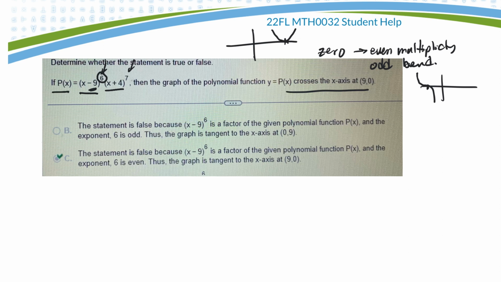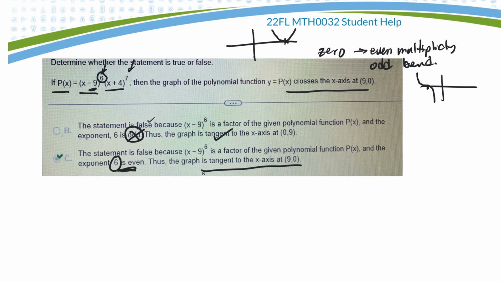So let's read theirs. The statement is false. It is false because x minus 9 is a factor of the given polynomial and the exponent 6 is odd. Well, that's odd. It's not odd, it's even. Thus the graph is tangent. So it is tangent to, but 6 is not odd. Second one, the statement is false because that is a factor, yes. The exponent 6 is even, and because it's even, then the graph is tangent to the x-axis at that point.